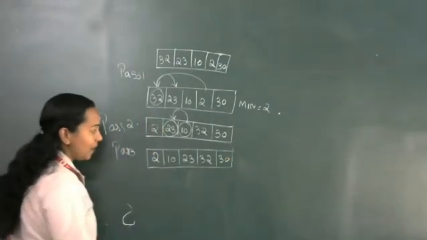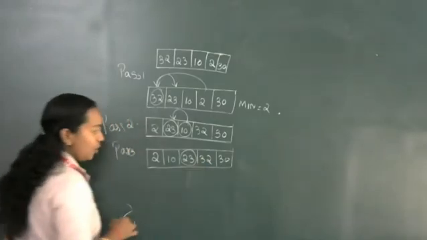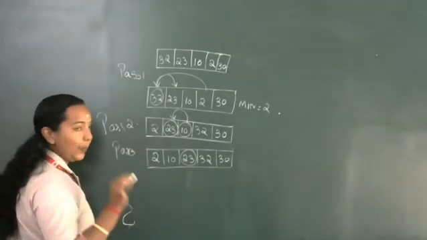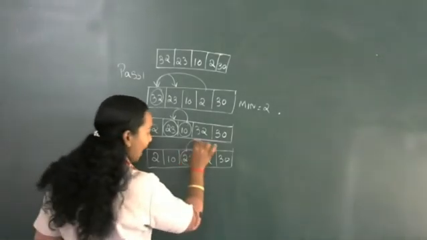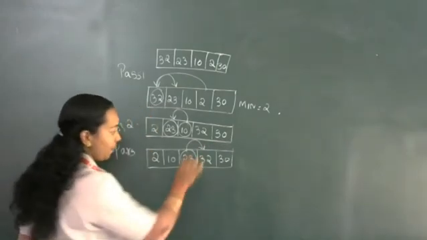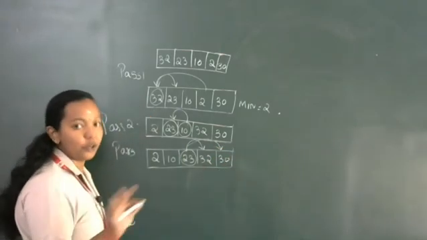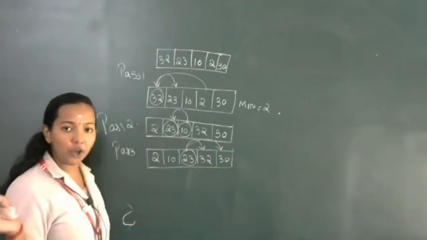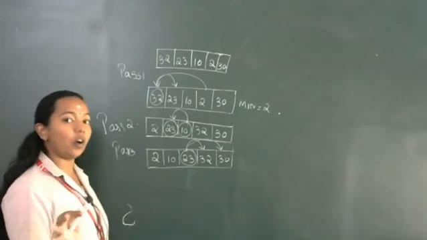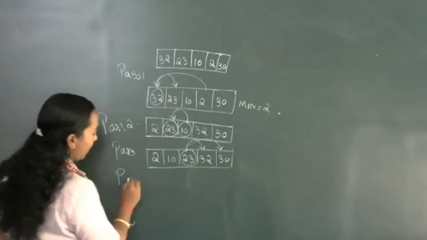In the third pass, 23 is now at the third location. 23 will be assigned as the minimum value. That minimum value is compared with 32. Is there any change? No. Then 23 will be compared with 30. Is there any change? No. In pass 3 there will be no change because the array is already in sorted order.